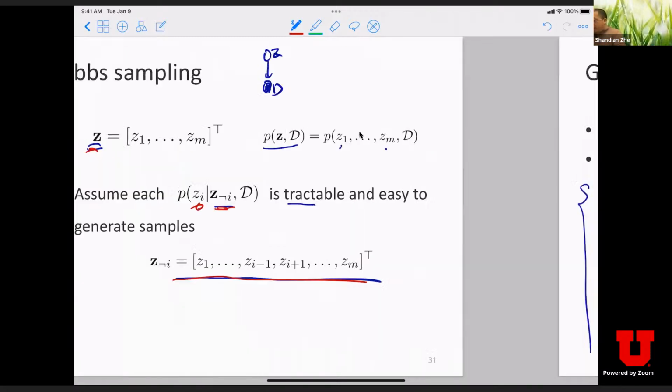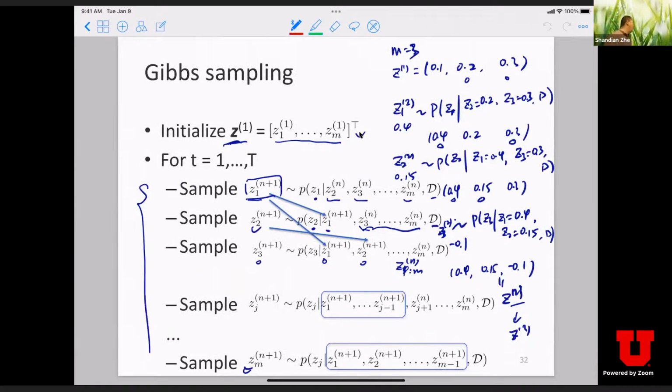If you take a look at the algorithm framework, it's pretty straightforward. For each step, you first condition on all the current samples Z_1^n to Z_m^n. You use the conditional distribution to generate the new sample for Z_1, which we denote by Z_1^{n+1}. And then you condition on Z_1^{n+1} and all the other samples of the remaining elements other than Z_2, like Z_3^n to Z_m^n, and use the conditional distribution to generate a new sample for Z_2. You get Z_2^{n+1}, right?